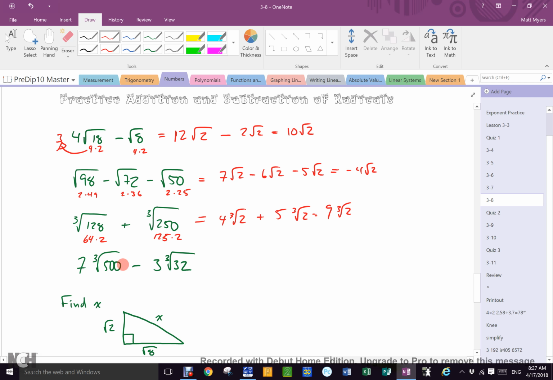And finally, 500 is what? 125 times 4. 32 is 8 times 4. Cube root of 125 is 5. So that's 35 cube root 4 minus, cube root of 8 is 2, 6 cube root 4. 29 cube root 4. Yeah?